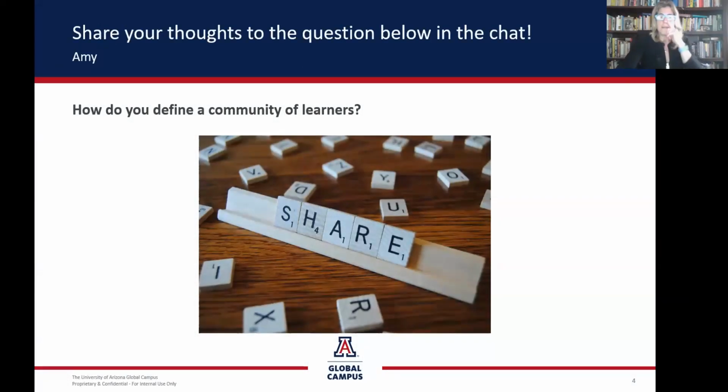So let's take a moment now, if you would, and share some of your thoughts. How do you define a community of learners? You can go ahead and type your answer in the chat. Or if you'd rather, you can come off mute and tell us your definition, whichever you'd like.